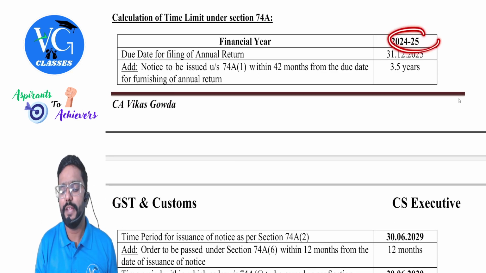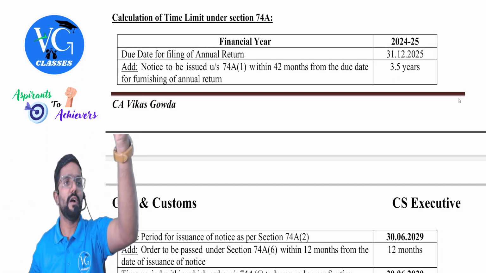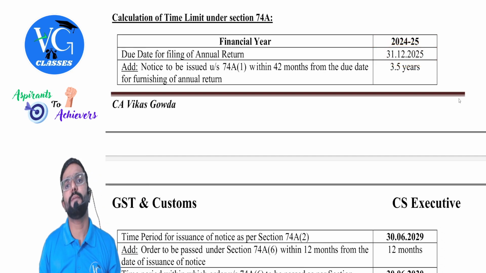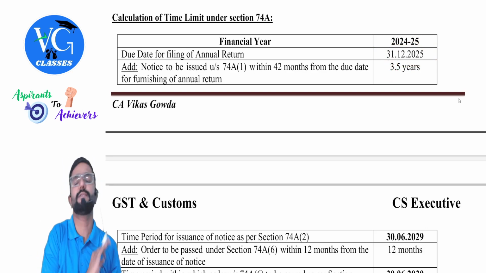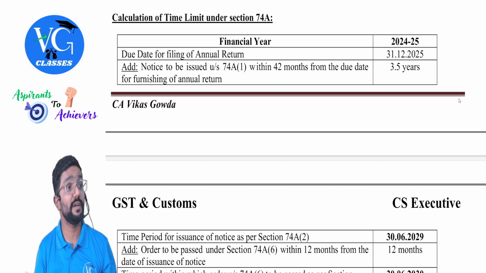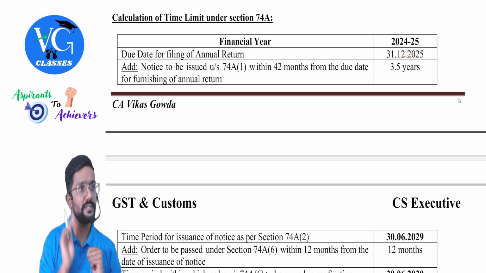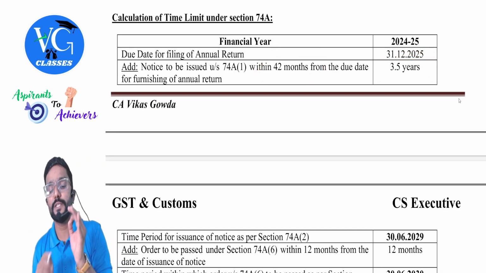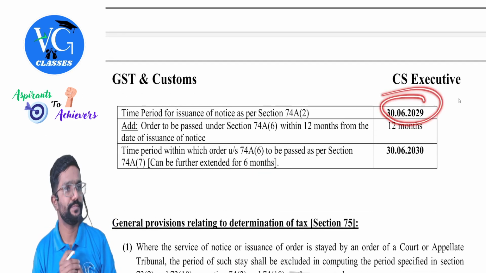Assume, guys, the default is with respect to any month or any quarter or any period of financial year 24-25. So what is the due date to file this return? 31st December 25. It is 3 years and 6 months, not 3.5 months. Please be careful. Totally it comes to 42 months from the due date. So that means 30th June 2029.